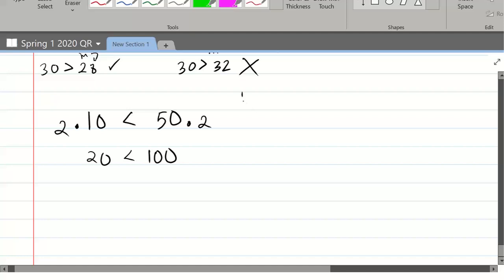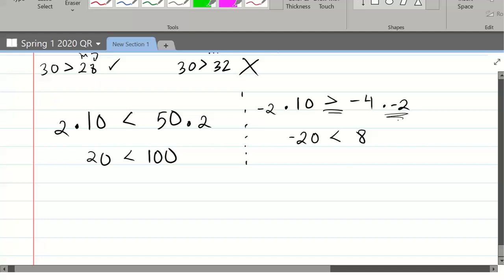That still holds. But what if we did a negative number, right? What if we did 10 is greater than negative 4, right? 10 is greater than negative 4. We could establish that, right? Now, what if we multiplied it by a negative number now, right? Negative 2. So 10 times negative 2 gives us negative 20. Negative 4 times negative 2 gives us positive 8, right? Is negative 20 greater than 8? No, it's not. It's less than 8, right?